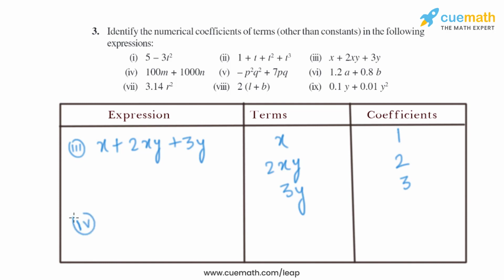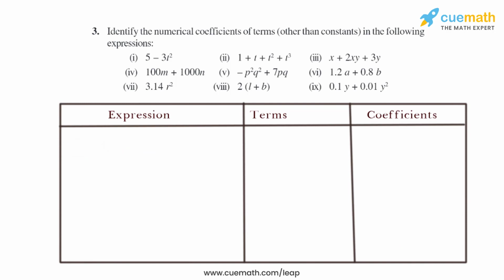In the fourth part the expression that is given is 100m plus 1000n. So the terms are 100m and 1000n. These are the two terms we have in the fourth expression. In 100m, m is a variable. 100 is the constant term, so 100 will be the coefficient of that. Similarly in 1000n, n is a variable and 1000 is a constant term, so its coefficient will be 1000. Now we will move on to the fifth part.